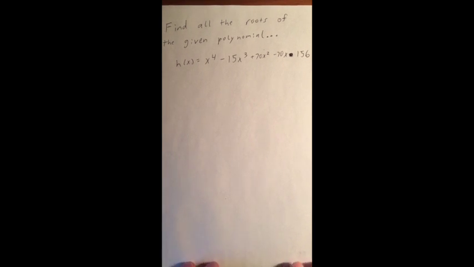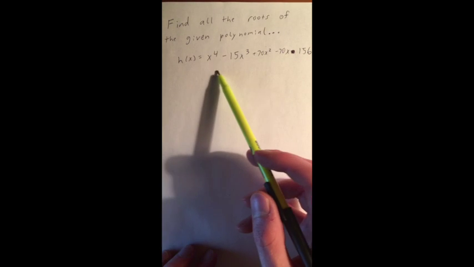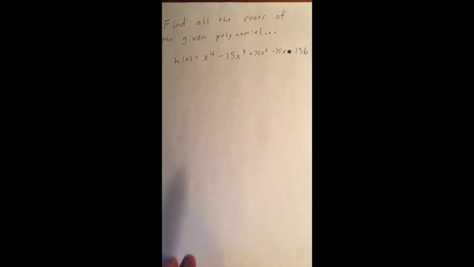Okay, let me do this problem real quick so you guys can get a little bit more practice before your test comes. So let's do this one real quick. Find all the roots of this polynomial, x to the fourth minus 15x cubed plus 70x squared minus 70x minus 156. That's going to be a big one, all right?